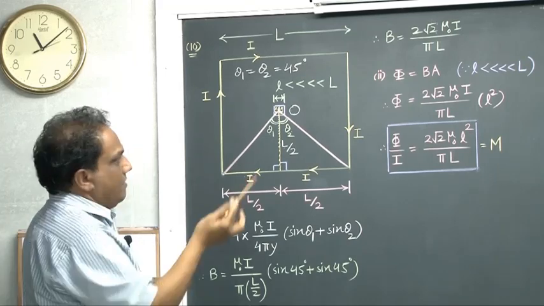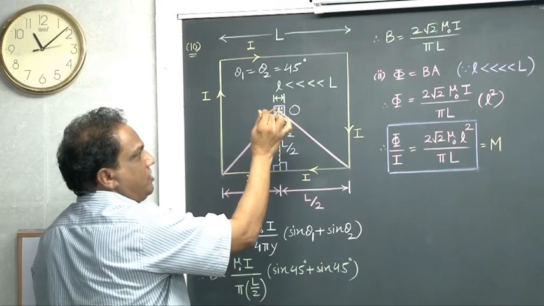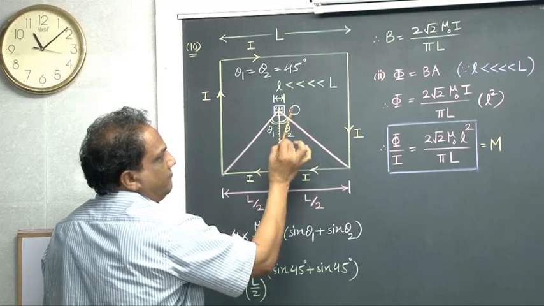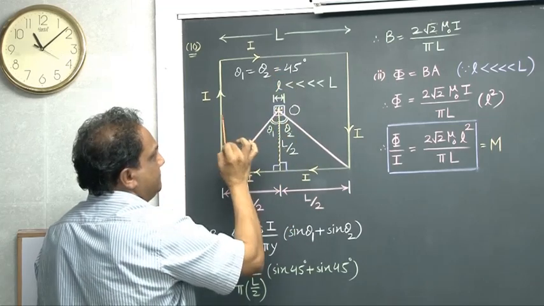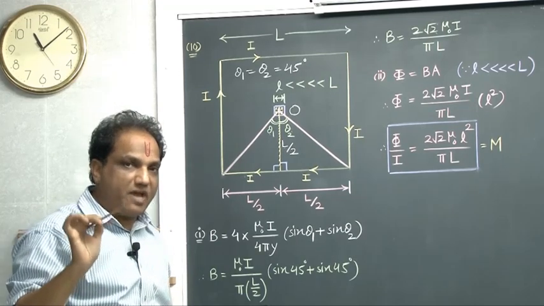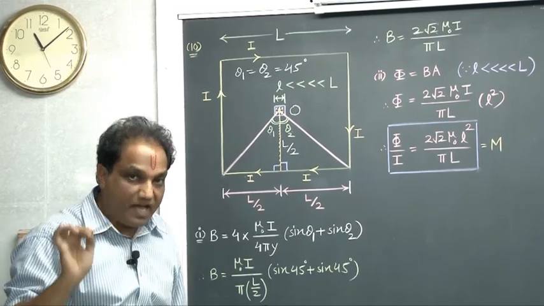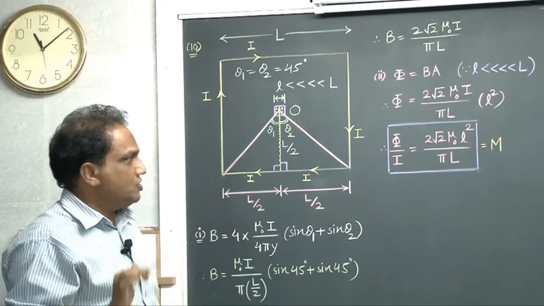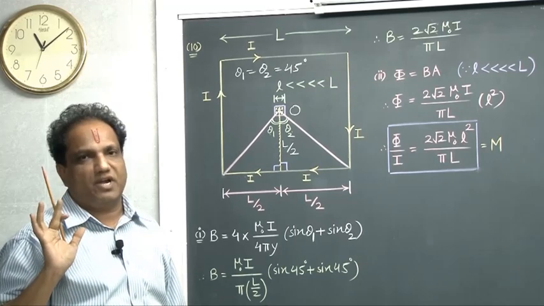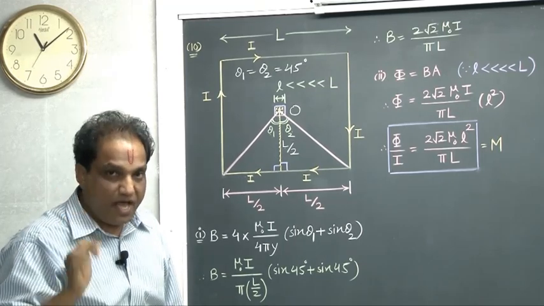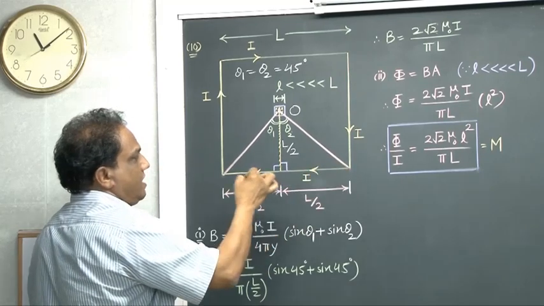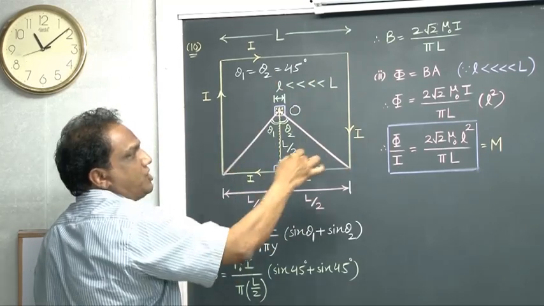My dears, you can see this point is equidistant from each side. So you are going to get the same strength of magnetic field due to each side. Not only that, so far as direction of magnetic field is concerned, you are going to get the same direction of magnetic field due to each side. And what is the direction? This current is right now flowing in the clockwise direction.